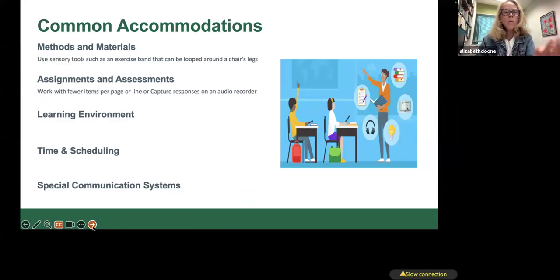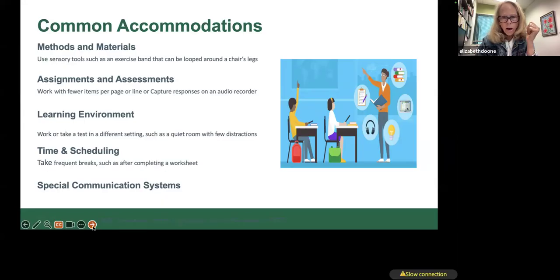We can do work with fewer items per page, or capture responses on an audio recorder. Those are different ways we can work for assignments and assessments. We can take a test in a different environment with fewer distractions. We can take frequent breaks.